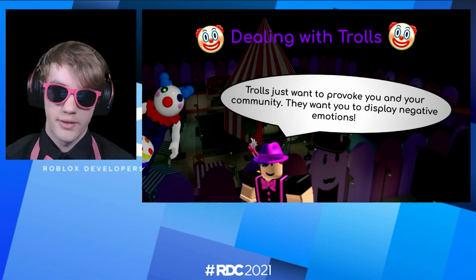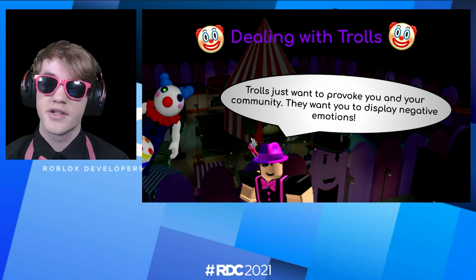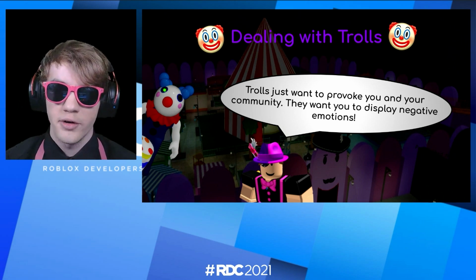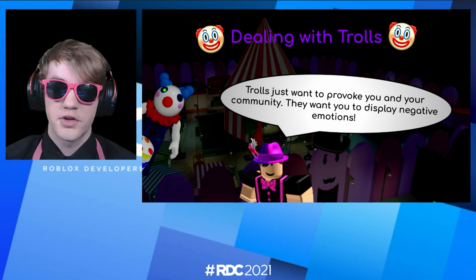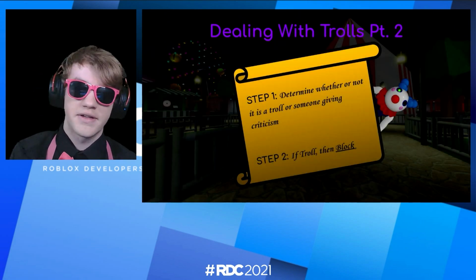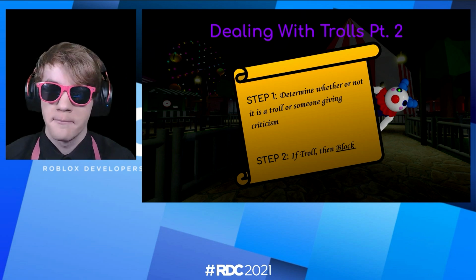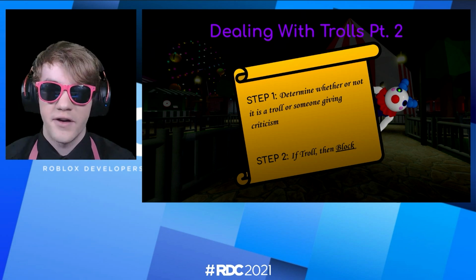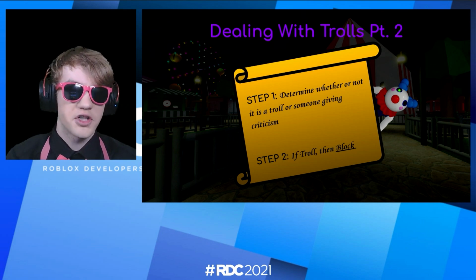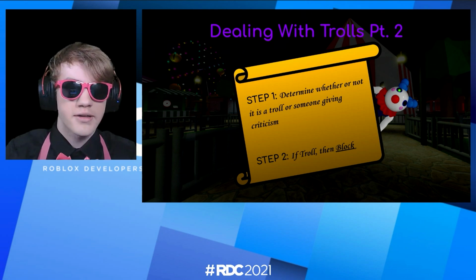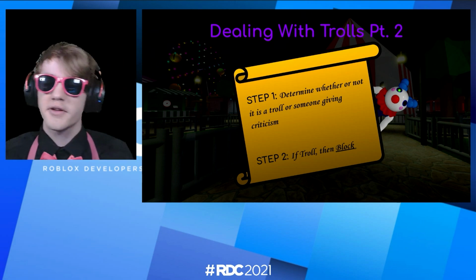Now, here's an important one. Dealing with trolls. So one thing to keep in mind is trolls just want to provoke you and your community into displaying negative emotions. That's what they want to do. There are many ways of dealing with trolls, but the first step is to determine whether or not a troll is someone giving criticism or not. If they're giving feasible advice on how to improve your product, then they're not really trolling you. But if they're just saying this sucks because it sucks, like, why does it suck? It just sucks. That's a troll. Don't listen to them. Don't give them the light of day.